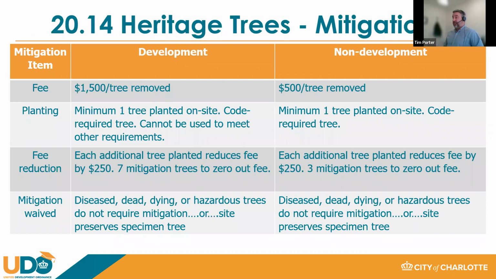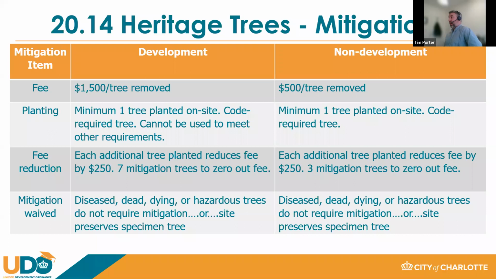Mitigation. Mitigation is a strong intent here, and the requirements are significant. So for development scenarios, it's $1,500 per tree removed, heritage tree removed. For non-development, it's $500. That's typically considered property owners that are not going through permitting for land development. Minimum mitigation requirements are one tree has to be planted back on the site where a heritage tree is removed.